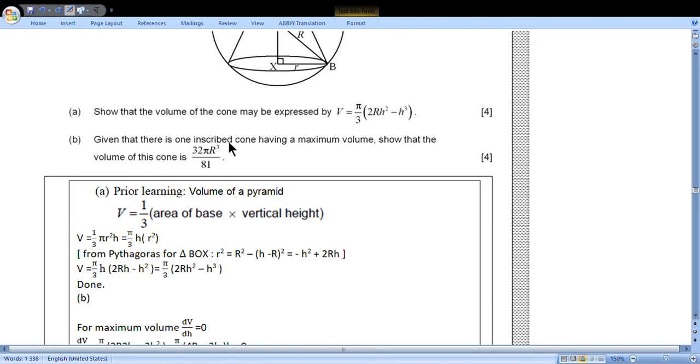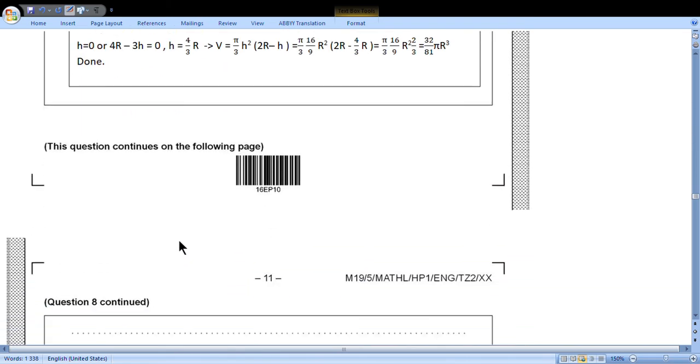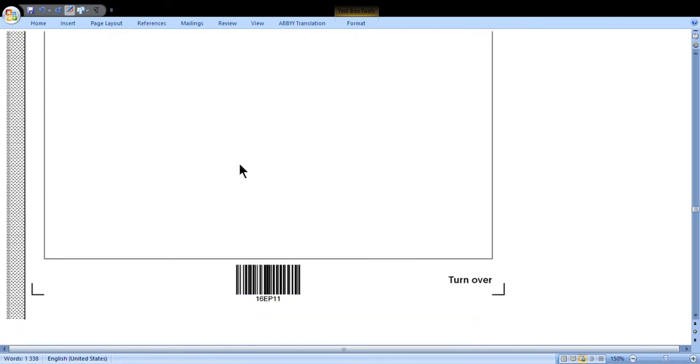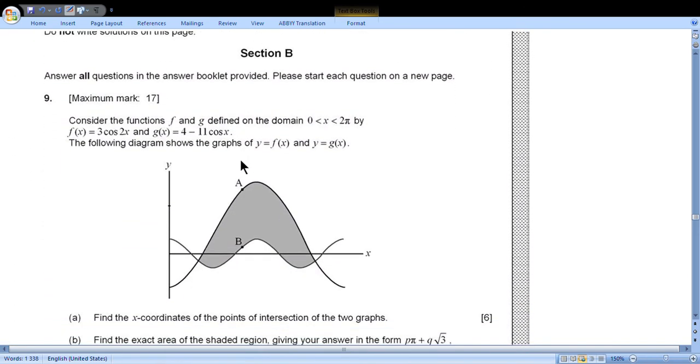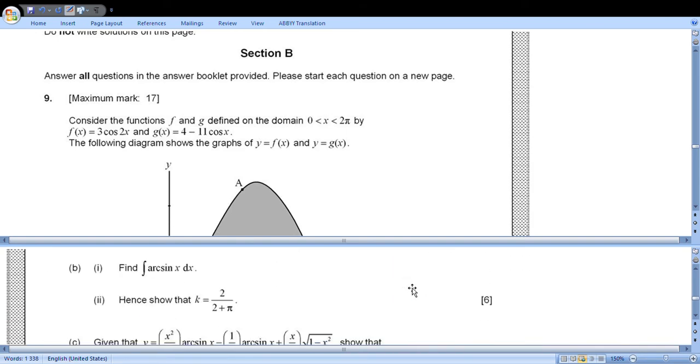Given that there is one inscribed cone having maximum volume, show that the volume of the cone is this. For maximum volume, dV over dh will be 0. It means that h equals 4/3 of R, and we can find the volume. Done. Section B. For section B, solutions will be in the lower part. So I'll find the solutions.